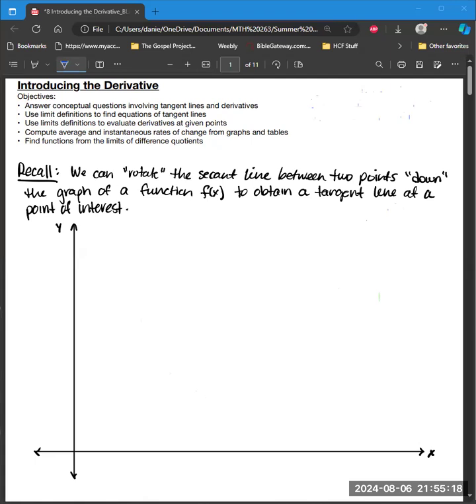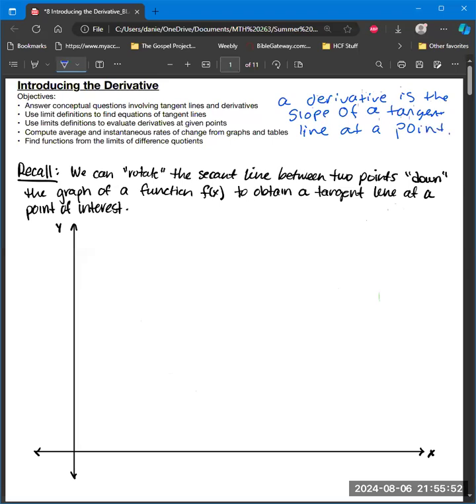Your difference quotient was defined in pre-calculus. So let's go ahead and get started with this. Before we go too far, let's just say a derivative is the slope of a tangent line at a point.